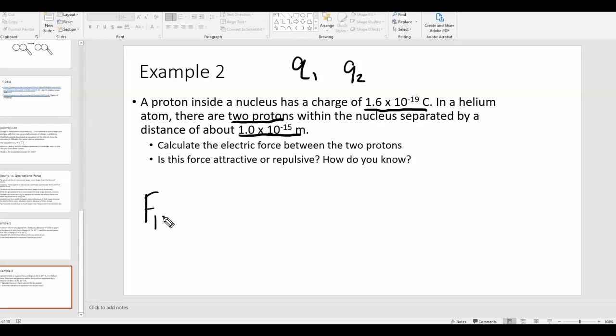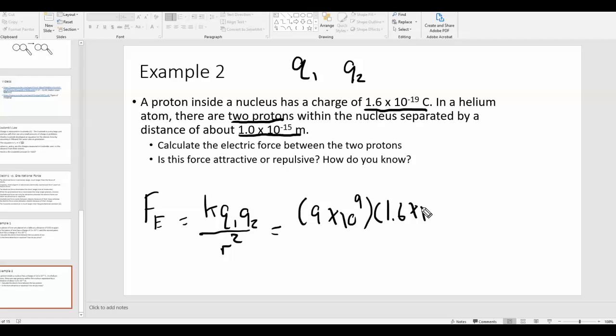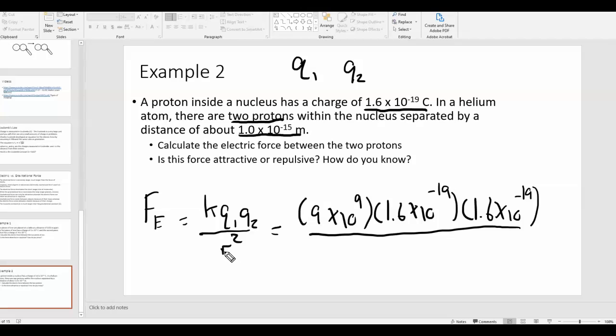So I'm going to calculate the electrical force. That's K, Q1, Q2 divided by R squared. K is 9 times 10 to the power 9. That's the Coulomb constant. And then Q1 is 1.6 times 10 to the negative 19. Q2, 1.6 times 10 to the negative 19, because they're both the same, because I have 2 protons, divide by the distance between them squared. Again, make sure you put parentheses around everything. 1.0 times 10 to the negative 15, and then on the outside you put the square. Okay, so I'm plugging this into my calculator right now.